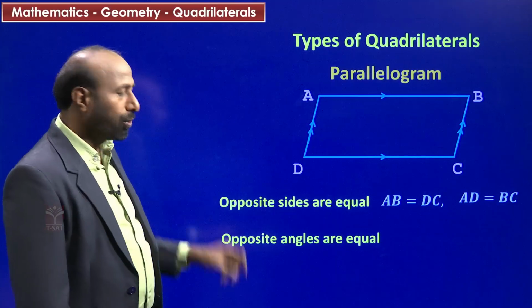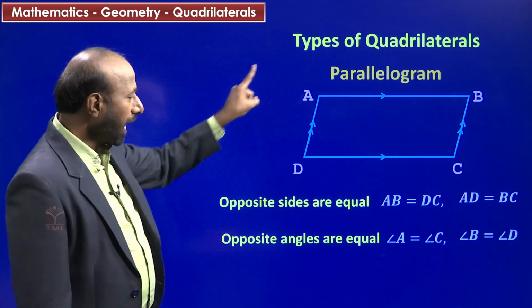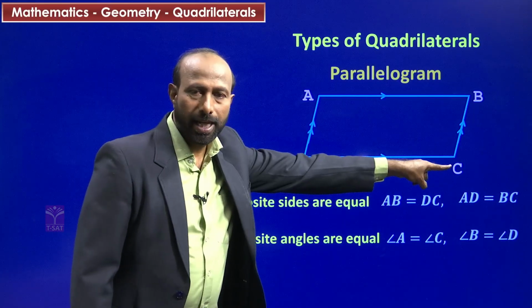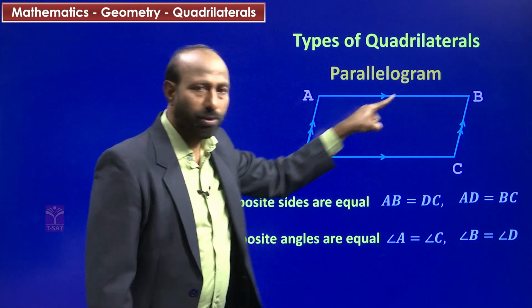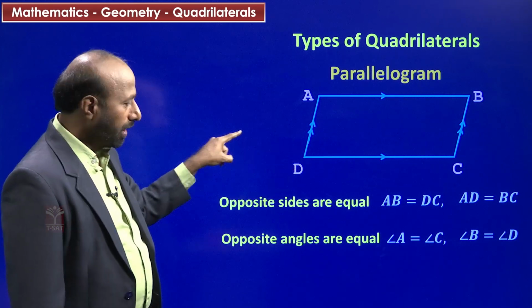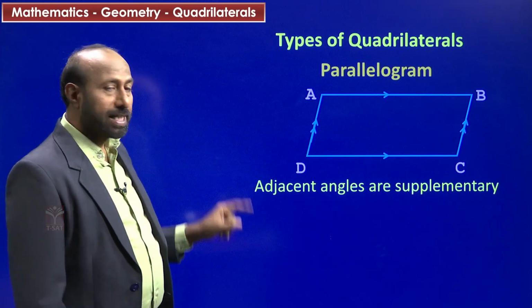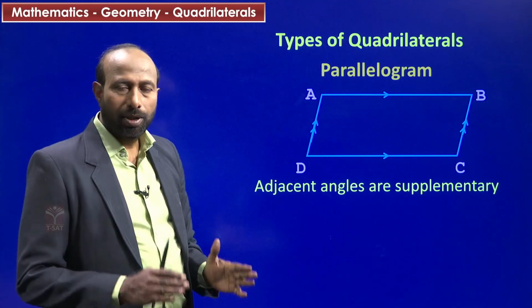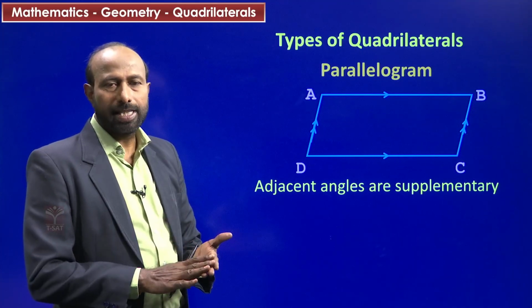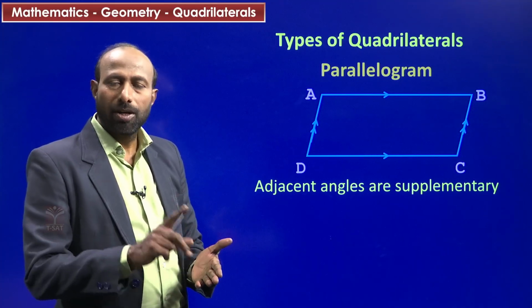Next, opposite angles are equal. That is, angle A equals angle C as well as angle B equals angle D. Next, adjacent angles are supplementary. So, if we add any two adjacent angles, the sum of the two angles is 180 degrees.